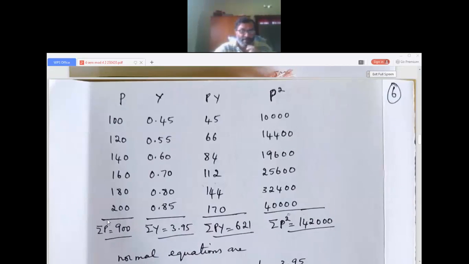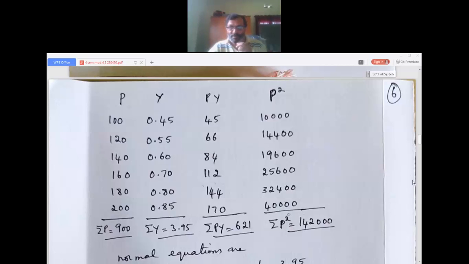So write that, and then the total sigma P is equal to 900, and sigma Y, again total it, I hope I am correct, just verify it using a calculator, is 3.95. Py, multiply P and Y, so sigma Py, add it, you will get 621. P squared means you have to square all of these, and you will get sigma P squared as 1,42,000. I hope this is clear now. Is it clear?